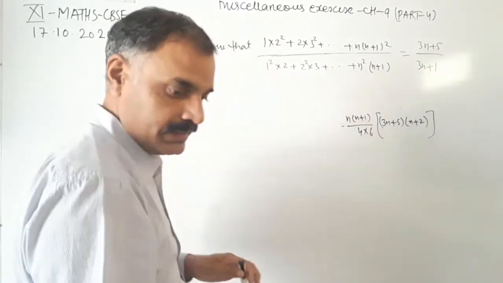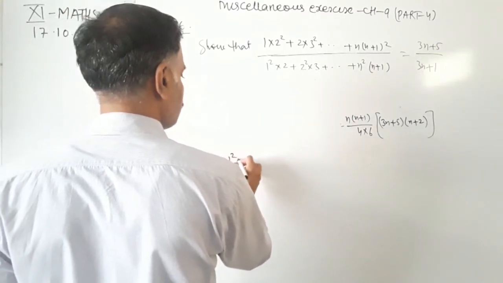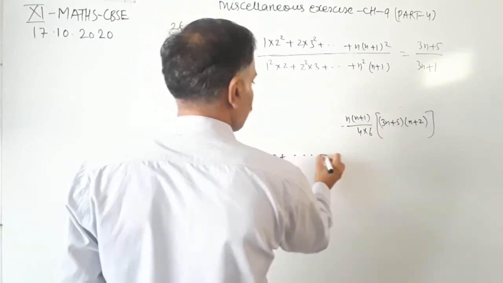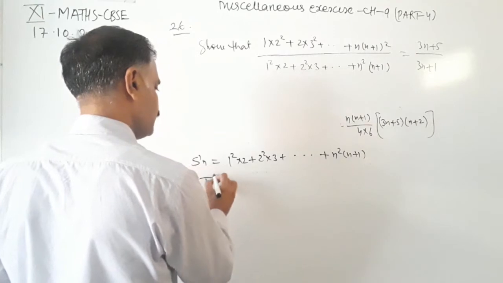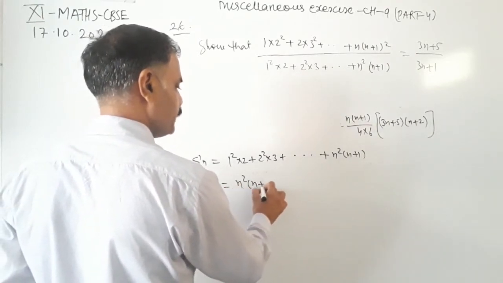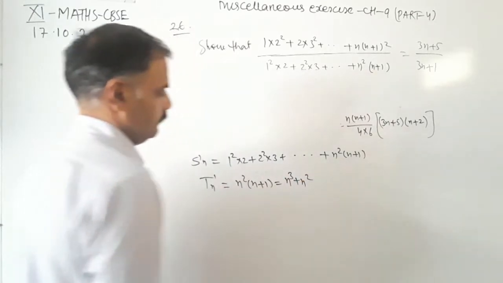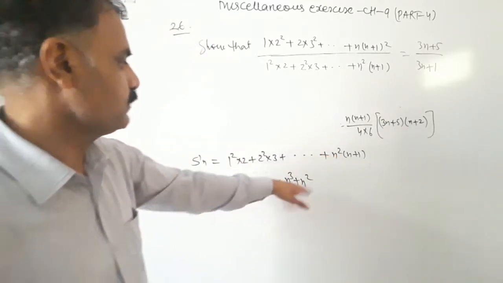So the second series is S dash n. S dash n equals 1 square into 2 plus 2 square into 3 plus and so on plus n square into n plus 1, and the nth term t dash n is equal to n square into n plus 1, equals n cube plus n square. Okay, the nth term is given as n square into n plus 1.